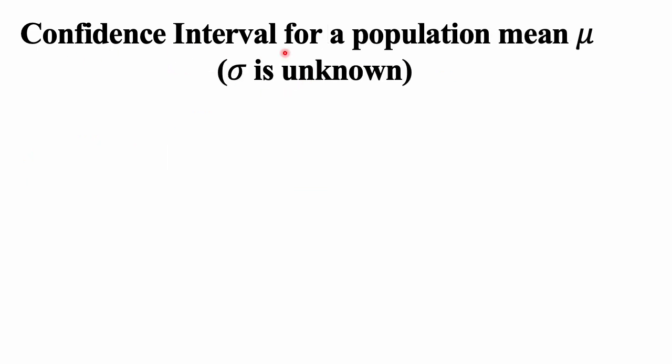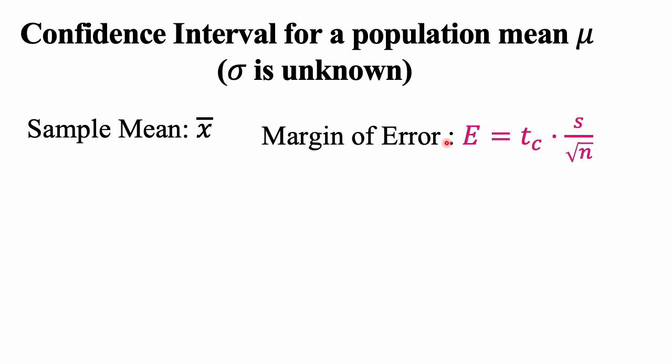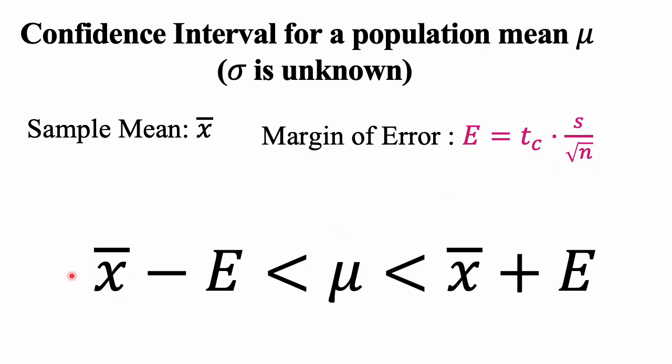So this is the confidence interval for the population mean with unknown population standard deviation. Here is the sample mean, margin of error, critical value from the t-distribution, sample standard deviation, and square root of the sample size. So you can find the left end, x bar minus the margin of error, and the right end, x bar plus the margin of error. How to find the margin of error is different from how we find it with known population standard deviation.